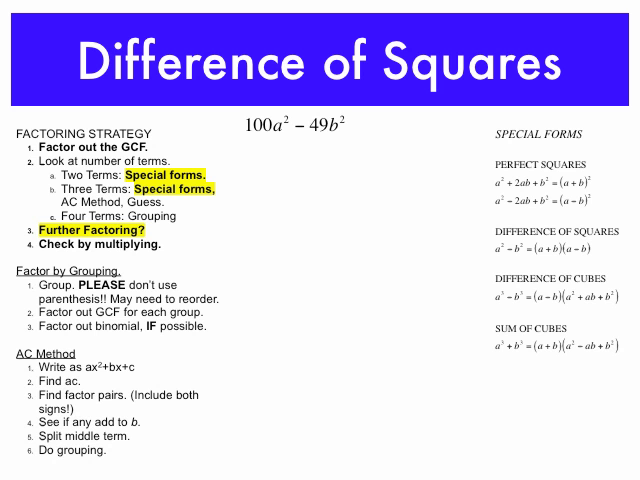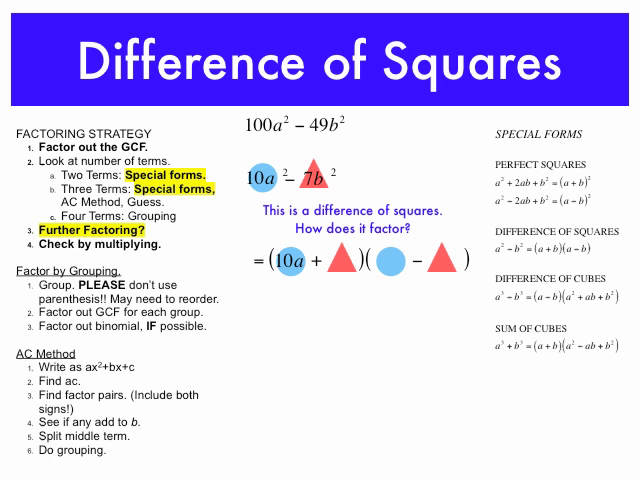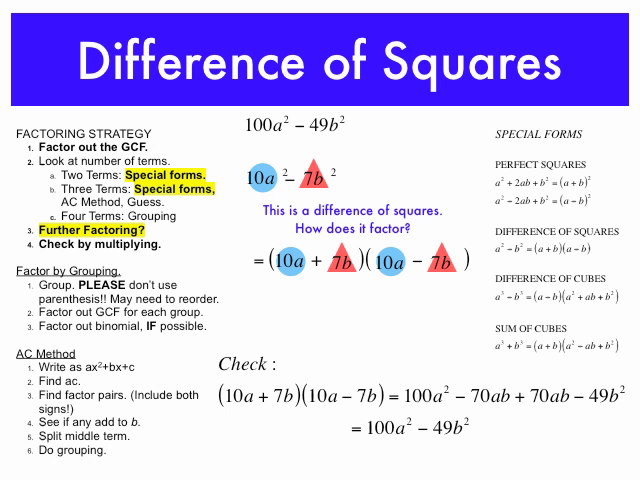Okay, what about this one? Is it a difference of squares? Well, it's a difference. I've got the minus. And each of the numbers and each of the variables is a perfect square. So I think of the first one as being 10a squared. Think of that blue as just being a set of parentheses. And again, the red is another set of parentheses. So it would factor as 10a plus 7b times 10a minus 7b. And it checks out, just like we would expect.